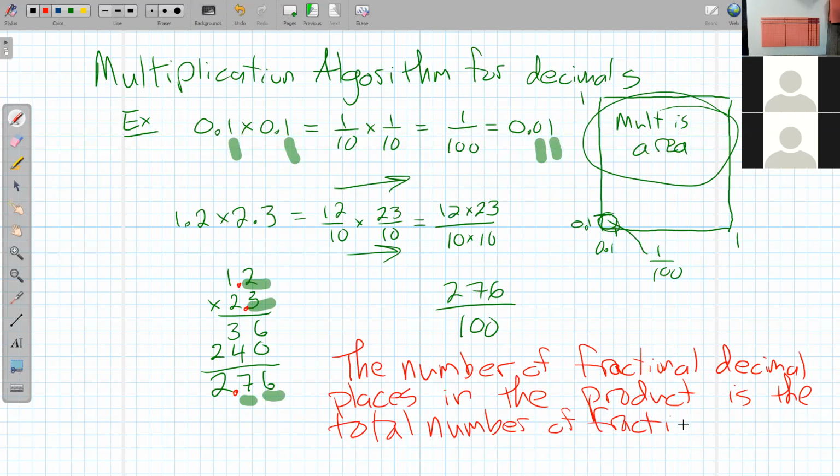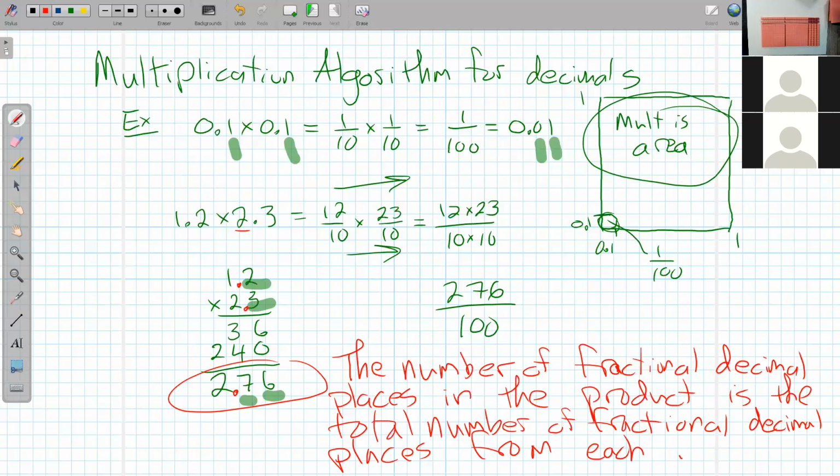And I'm just being careful to say that they're fractional decimal places, because this 2 is in a decimal position. It's the ones place, right? Decimal just means based on 10. So the number of fractional decimal places in the product, the product being the answer, is the total number of fractional decimal places from each factor. And remember, one definition of factor is something you multiply by. So I'm multiplying by 1.2, so that is a factor in this multiplication equation.